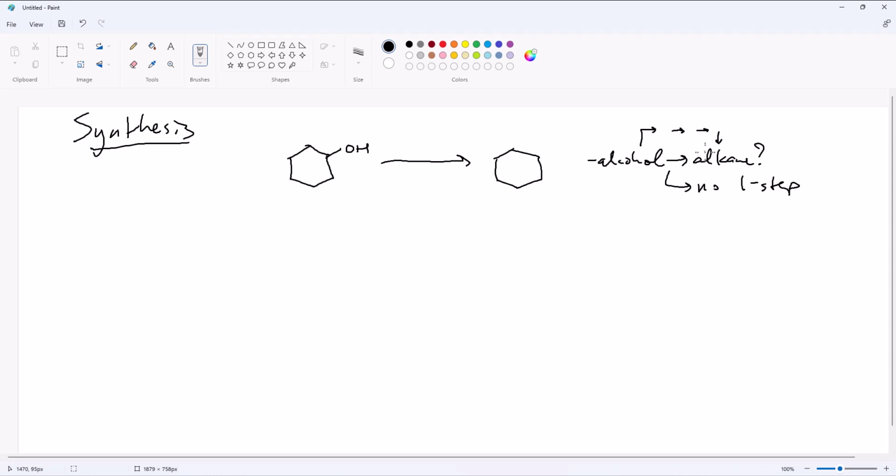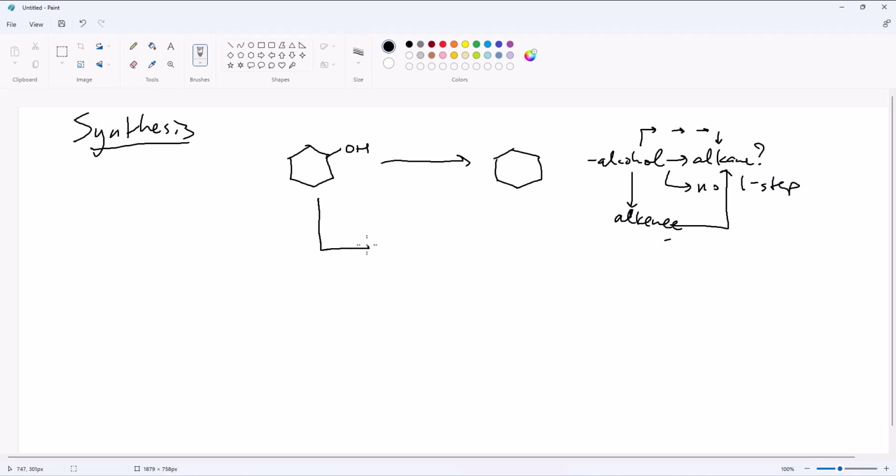So I want to find intermediates to get me from alcohol to alkane. Now we've already established I don't know anything directly from alcohol to alkane. But I do know how to get from an alcohol to an alkene, and from an alkene to an alkane. Alcohol to an alkene is going to be dehydration, and alkene to an alkane is going to be hydrogenation. So we can do this in two steps.